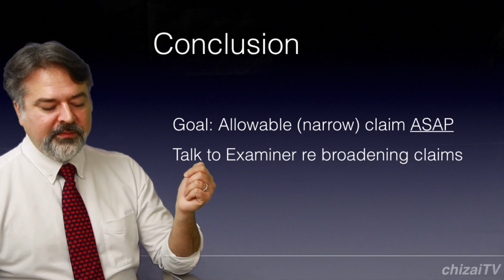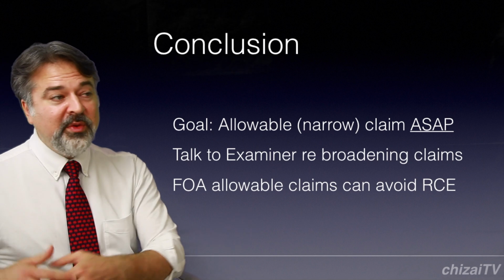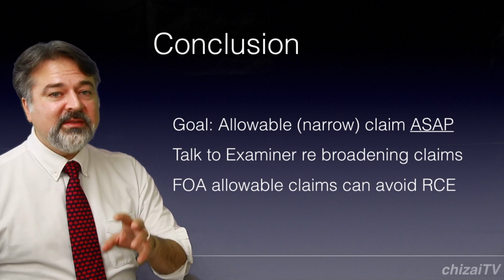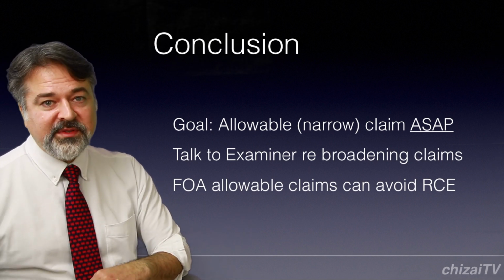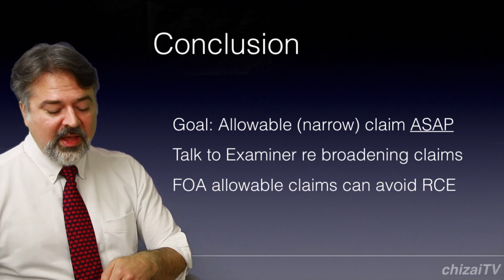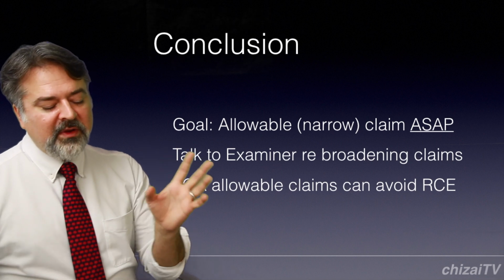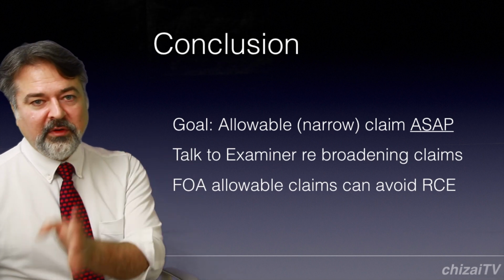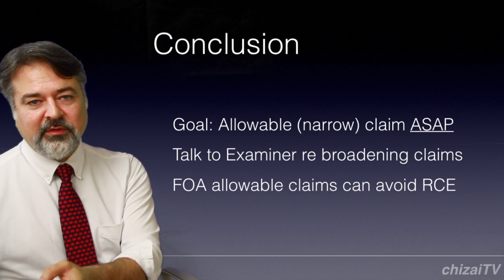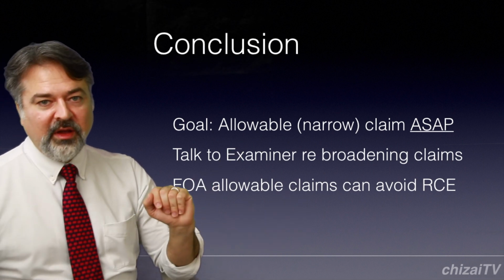That's during the interview. And then, even if you have a final office action, if you get something allowed, you can still amend after the final office action to put the allowable subject matter into all of your claims, and you can get an allowance without an RCE. So, at the very least, you want to get your first allowable claim after the final office action. But we're trying to get an allowable claim after the non-final.